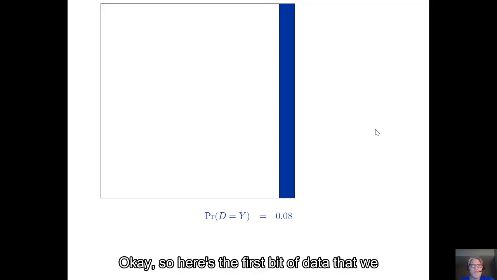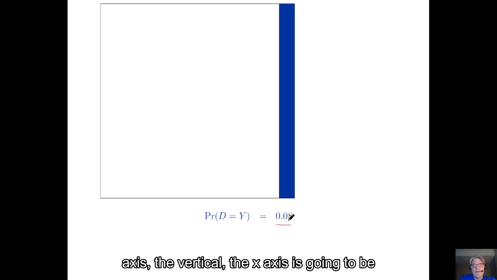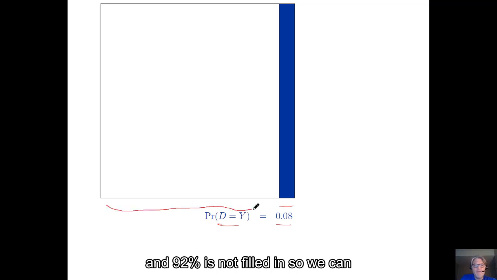Okay, so here's the first bit of data that we have extracted, that the probability of having the disease is 8% or 0.08. So this is our axis. The x-axis is going to be the axis for the disease status. So we've filled in 8% of that, and 92% is not filled in. So we can visualize that probability.